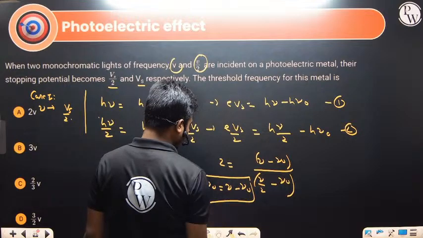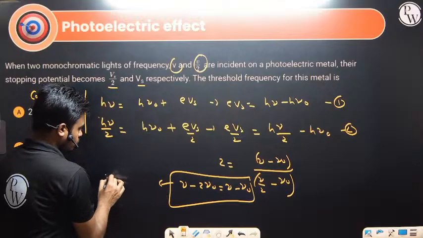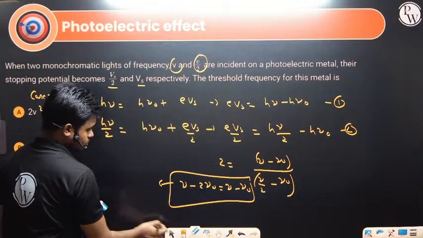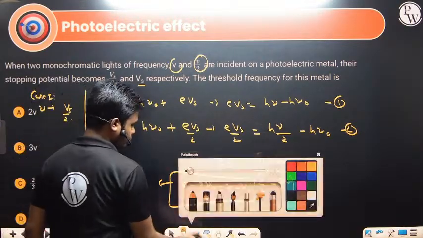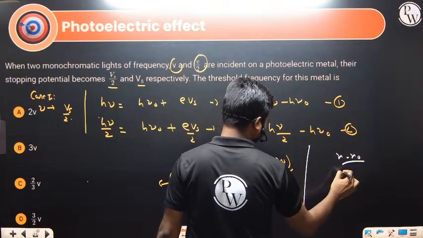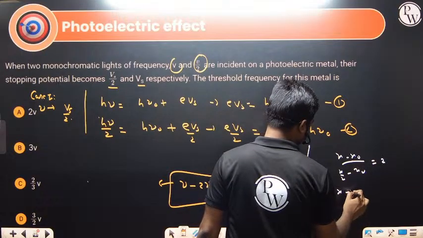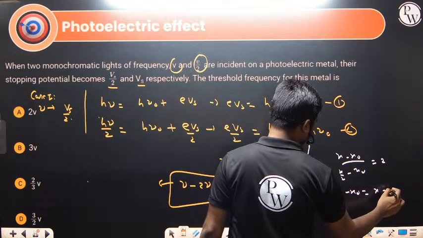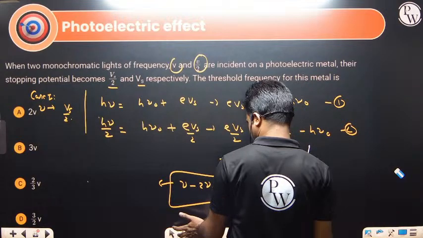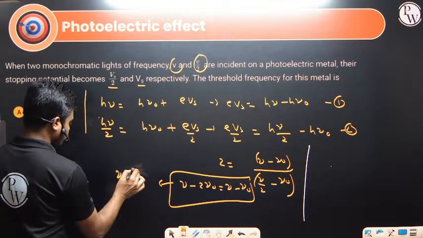So this particular term, we are getting this mu. So from here we are getting 3 mu naught is equal to 0. Just a second. So from here we are getting the threshold frequency to be 0.